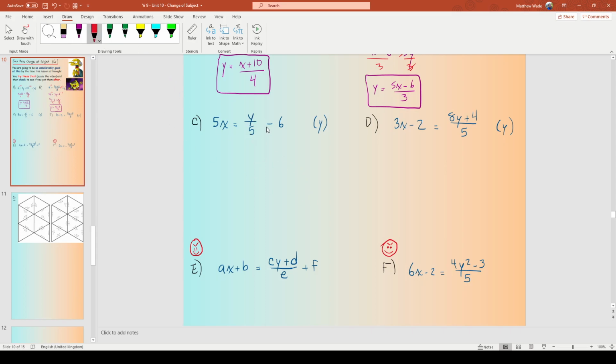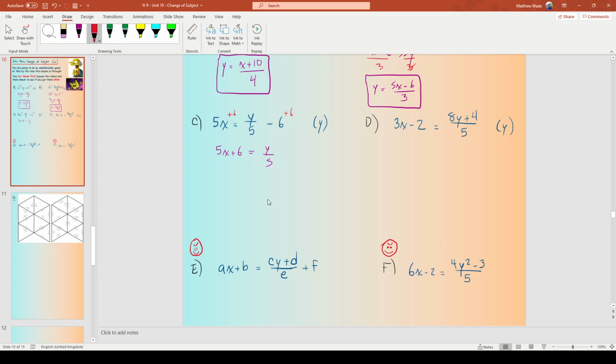Y over 5 take away 6. Now, there's the y, but it's been divided by 5. Even though they're kind of touching each other because they're in a fraction together, I can still clearly see that the minus 6 doesn't belong. So, plus 6, plus 6. So on the left-hand side, buddies, 5x plus 6. And on the right-hand side is our y over 5.